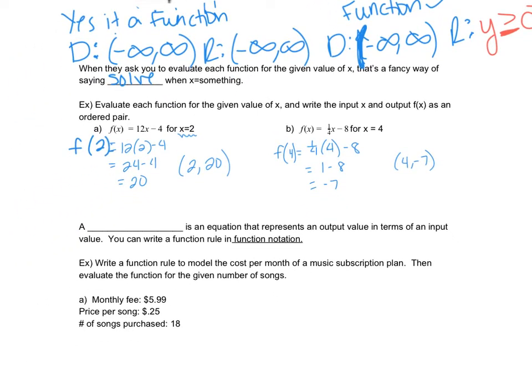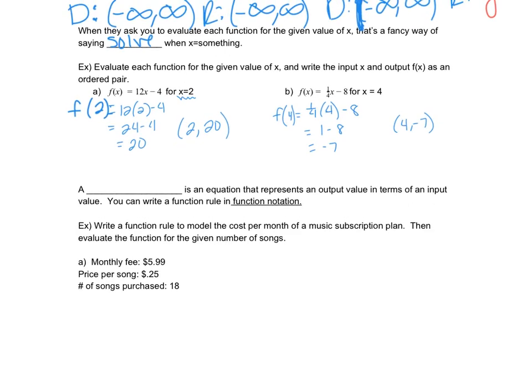Okay, so the last thing for this section is a function rule. A function rule is an equation that represents an output value in terms of an input value. You can write a function rule in function notation. So the example is write a function rule to model the cost per month of a music subscription plan, then evaluate the function for the given number of songs.